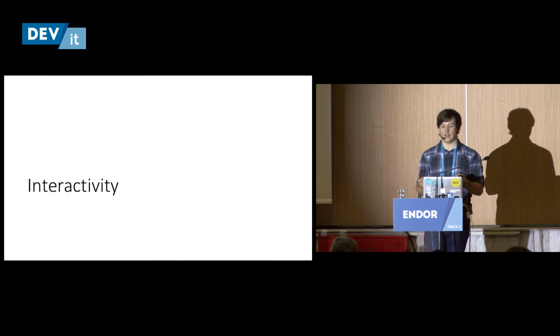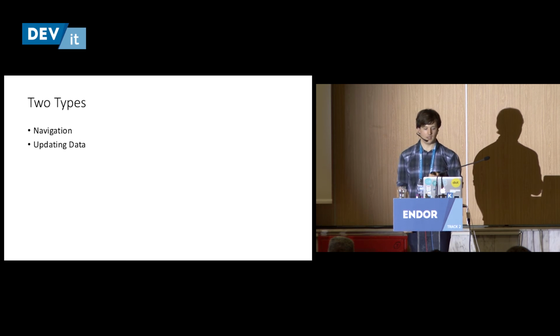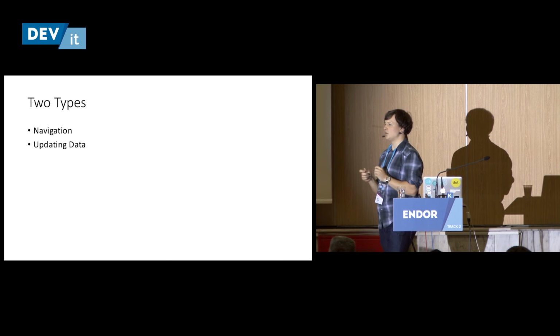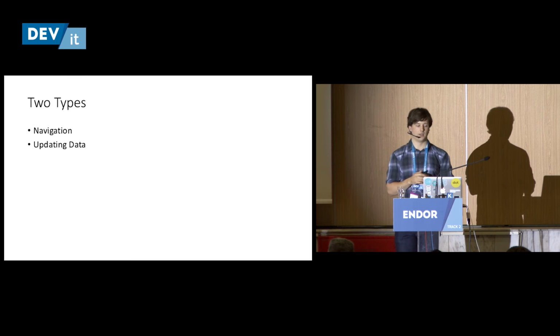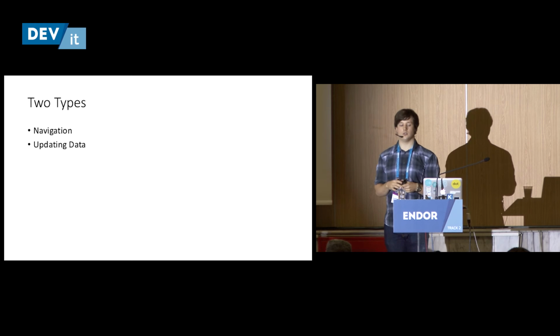So, interactivity. It's the final part of the list of abstractions that we needed in order to get this working. There are two types of interaction. There's navigation, which we've spoken about a little bit before, and there's updating data. Most things fit into one of those two categories.